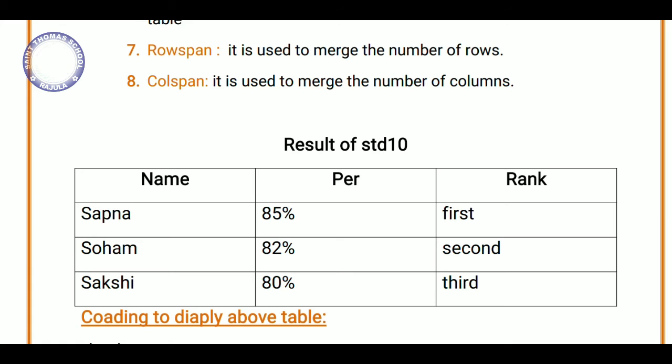So this tag we have to write with the th tag as per our description. And then the rest of the data, you can see Sapna 85% and rank is first. So this is left-aligned and written with the normal font. So this data we have to write with the td tag. So I hope you understood how to use all the tags that we discussed earlier. Now we'll see the coding to display the above table.